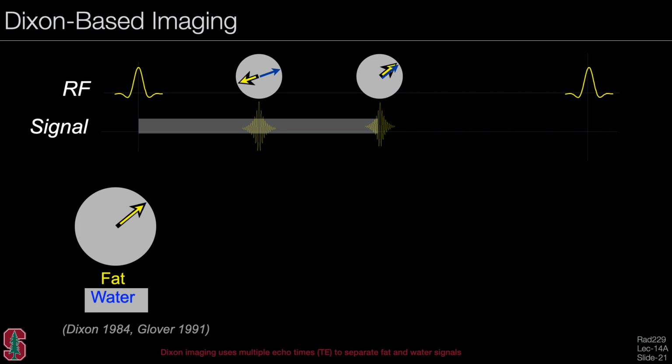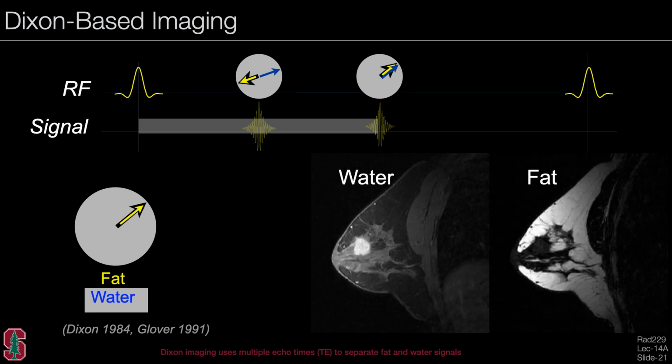Now we can acquire these two signals on the same RF pulse, or in some cases on different RF pulses. But basically now what we have is a fat plus water image and a fat minus water image. So we can simply take the sum of these and the difference, and that will give us the water image and the fat image. Now there has to be some processing to get rid of B0 variations in the background, and there are lots and lots of methods to do this. But this is the basic idea of two-point Dixon imaging.